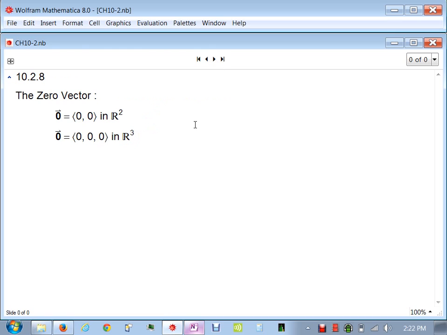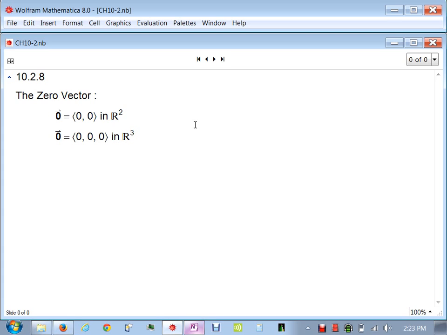There's something called the zero vector. The zero vector is the vector, and it depends on what space you're in. If you're in two-dimensional space or three-dimensional space, it's a 0 with an arrow over it, or a bolded 0. I kind of did them both at the same time there. But in R2, it's the vector, angled bracket 0, 0. And in R3, it's the vector, angled bracket 0, 0, 0.